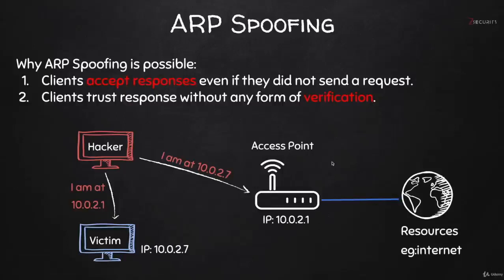Not only that, but they're also not going to verify who I am. So when I say that I am at 10.0.2.7, I am clearly not at that IP because this computer is at this IP. But the access point will trust this and it'll actually update its ARP table based on the information that I send. Same goes for the victim. I'm going to tell it that I am at 10.0.2.1. It's going to trust and believe this even though I am clearly not at this IP, because the access point is at this IP. So these are the two main weaknesses with the ARP protocol that allow us to run ARP spoofing attacks.